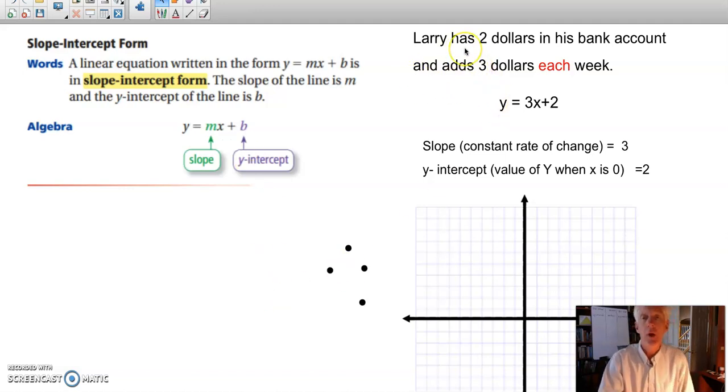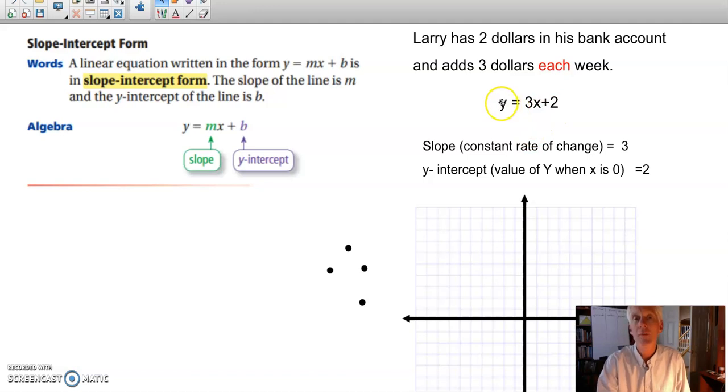Here's an example. Larry has $2 in his bank account, and he adds $3 each week. So you'll see I've highlighted some key words. The words highlighted in red help identify the constant rate of change: each week is $3 each week. He has $2 to start with. So that equation would be, if we were to write those words into math, y equals 3x plus 2. That's the format of y equals mx plus b. The slope is 3, the constant rate of change, $3 each week. And the y-intercept, the starting value, when x is 0, is 2.